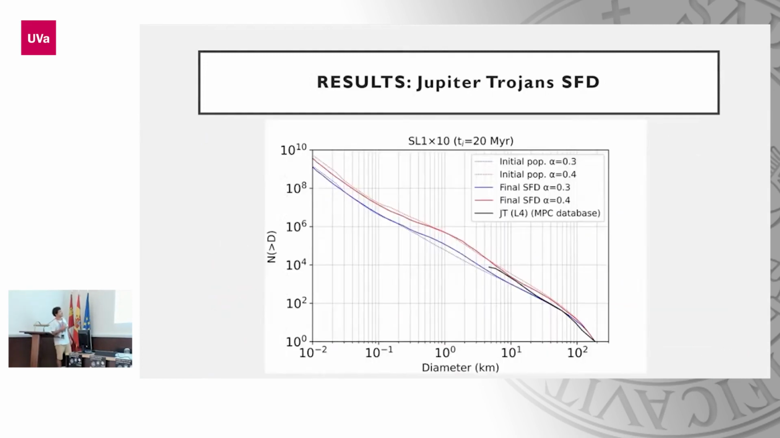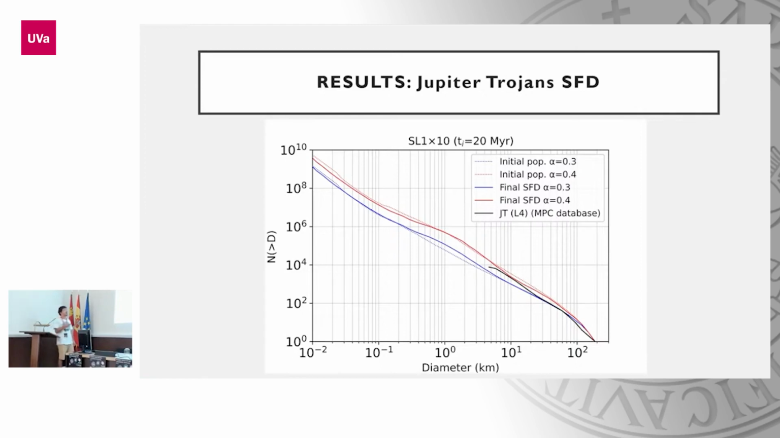So these are the results that we got. Again, a cumulative size frequency distribution. In this case, we have two initial populations that are different from each other according to the slope of the smaller bodies in the initial population in the transplanetary disk, which are in dotted lines. Then in solid lines, we have the actual evolved populations. And in black, we have the observed population of the Jupiter Trojans. This is the case for the stronger scaling law, so stronger bodies.